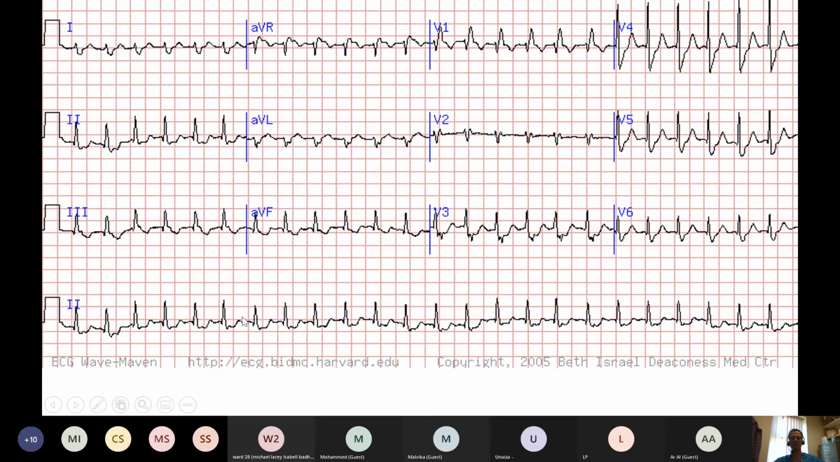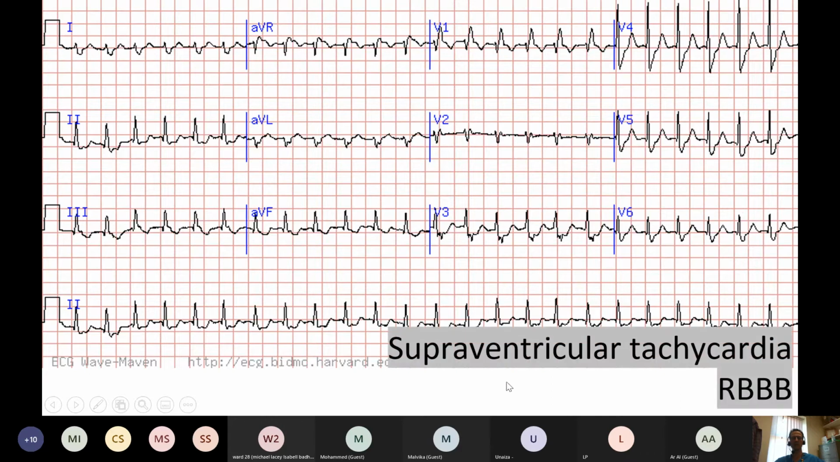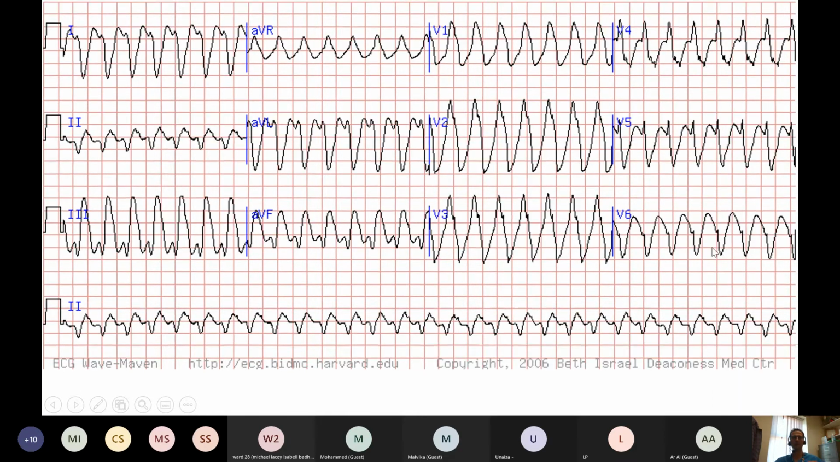And we've got a regular rhythm. We can't see any retrograde P waves that help us out. Might possibly be something here, but that's probably still part of the QRS. So I would simply say this is probably a supraventricular tachycardia with right bundle branch block. I'd need to do further tests in order to be sure. What about this one?